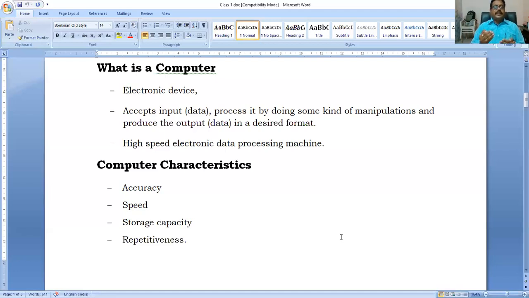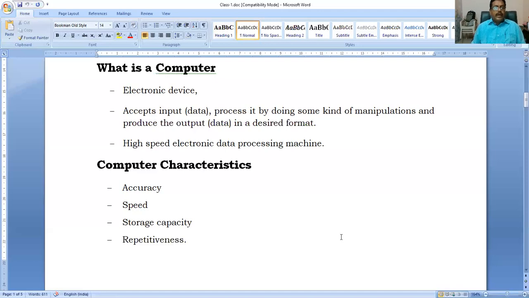Why do we say desired format? In a calculator, suppose we multiply two numbers, it gives some result. If the result has 10 digits or 8 digits or 6 digits after the decimal point, and you want to remove that value after the decimal point, it is not possible. Whereas in the computer, we get the output in our desired format.